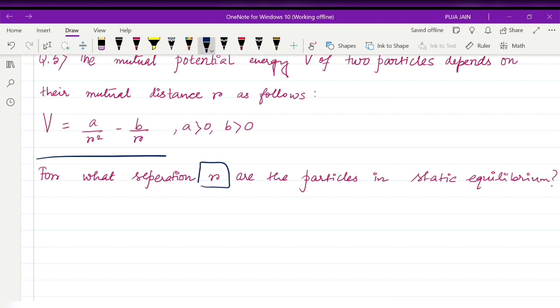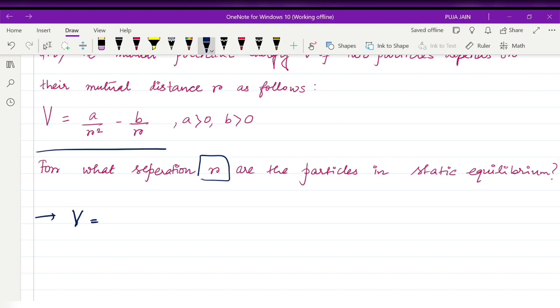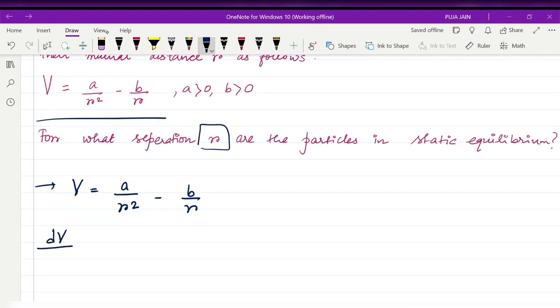So, in the question, they have given us the expression for potential energy, which is dependent on the mutual distance r as A by R square minus B by R. That is, one part is the repulsive part and the second part is the attractive part. Now they are asking for what separation r the particles are in static equilibrium. So for the particles to be in static equilibrium, we will differentiate the potential energy with respect to r, and that must be equal to 0, and then we will get the separation r for which the particles are in static equilibrium.